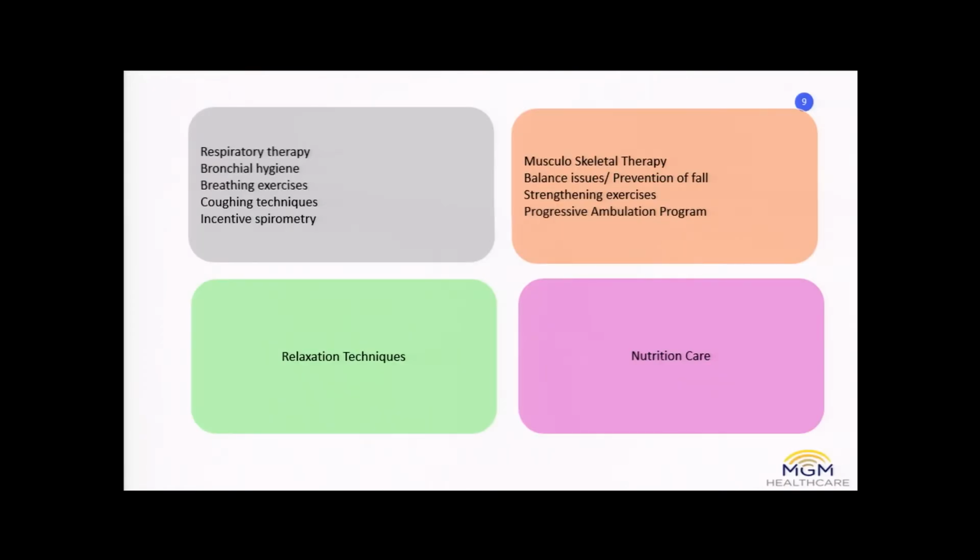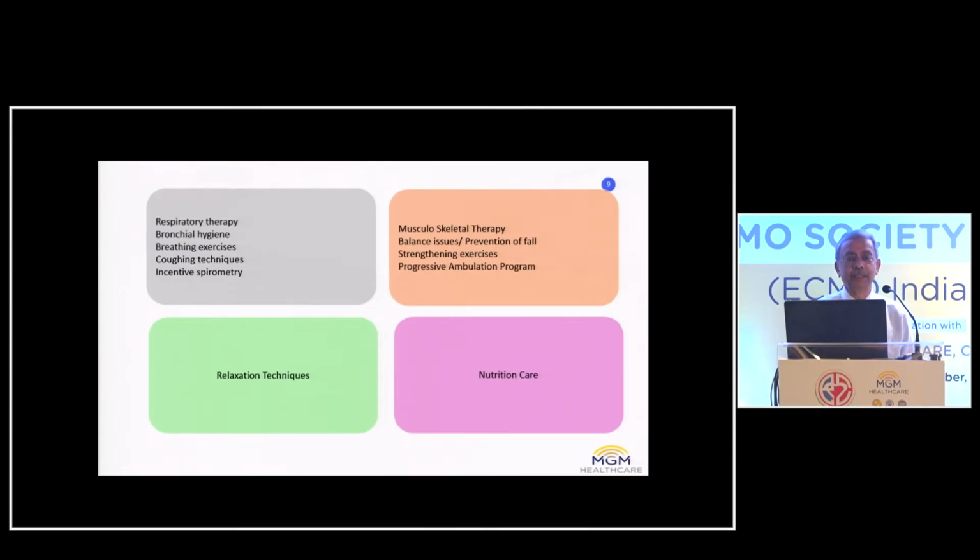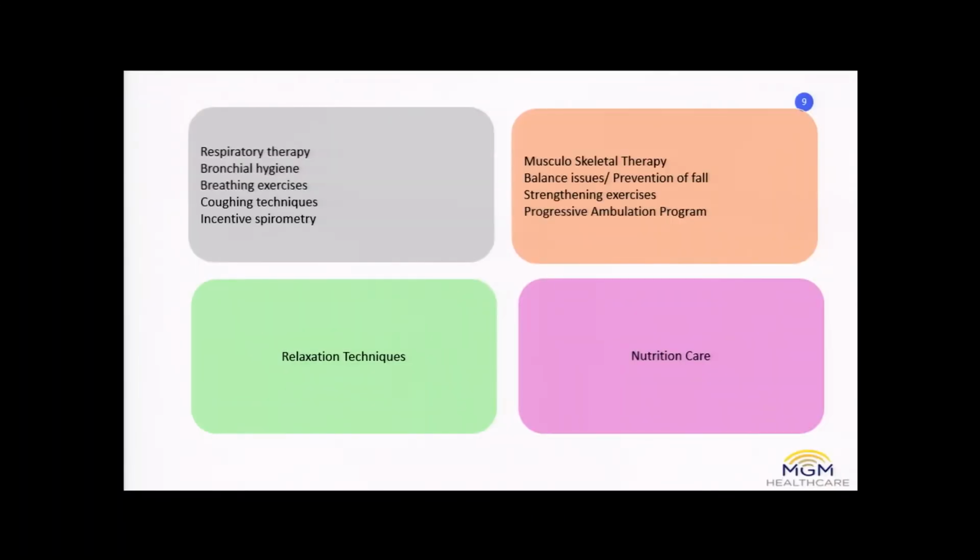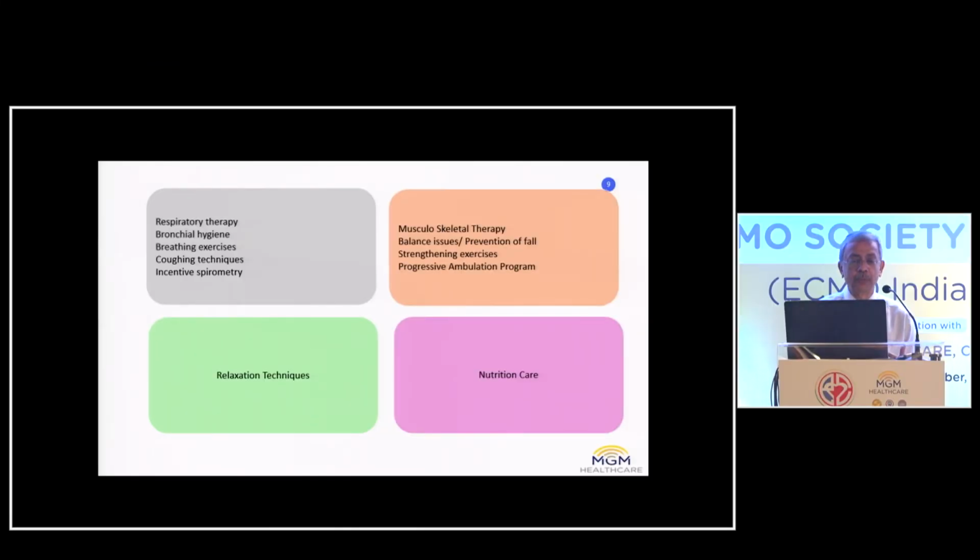What can we do? We can do a lot of things in respiratory therapy: bronchial hygiene, breathing exercises, coughing techniques, and incentive spirometry. And in musculoskeletal therapy: balance issues, prevention of falls, strengthening exercises, and progressive ambulation programs. Not to forget the relaxation therapy, which is very important for them to cooperate with us, supported by the nutrition therapy.